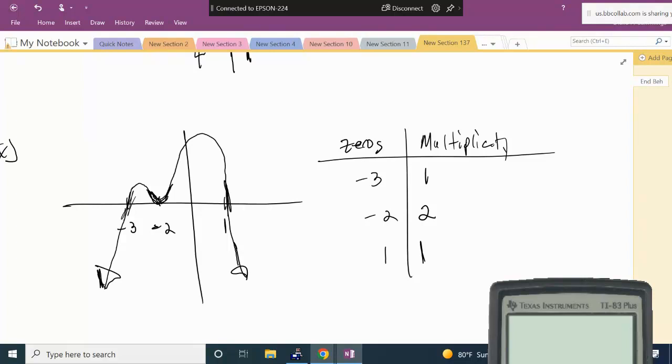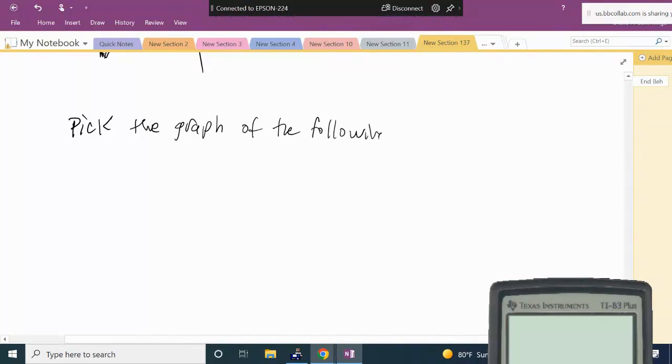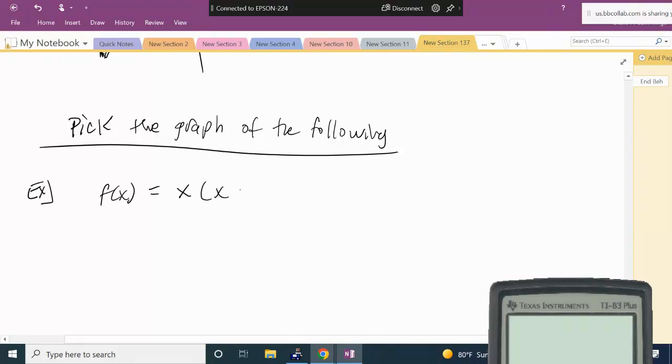Okay, and we will look at some more graphs. And this is similar to number 12. And they actually want us to pick a graph. Okay, pick the graph of the following. So we have f of x is equal to x times x plus 3 squared.